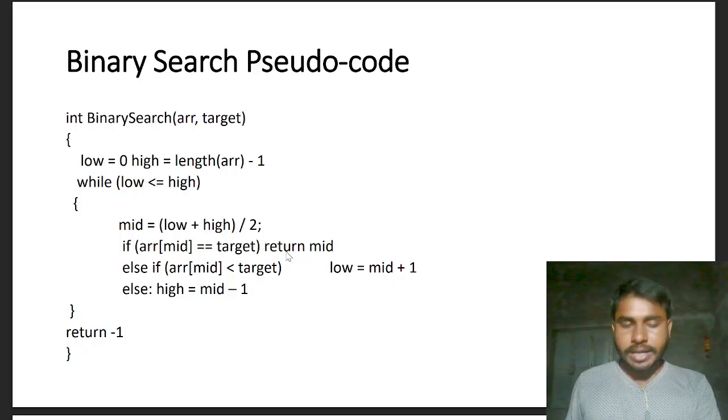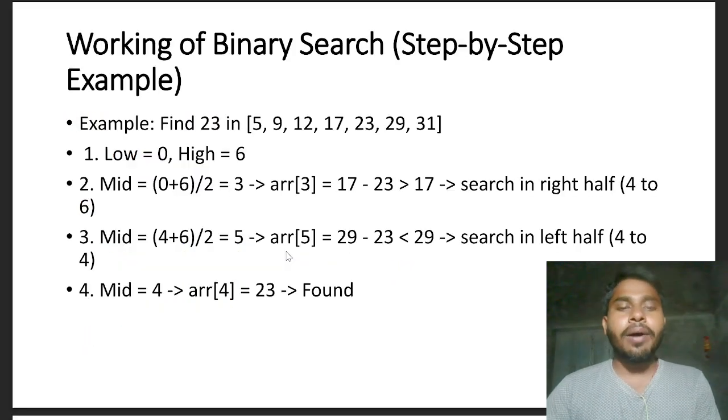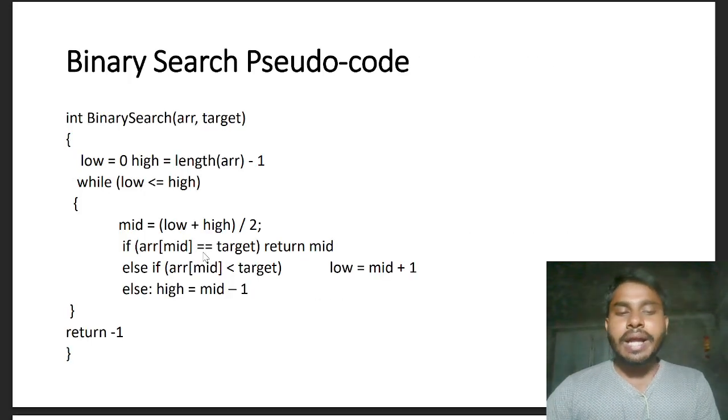As we have discussed, in the other case we will not find the target value at the middle place. So what will happen if the value at the middle index is less than the target value? In that case, we will update the low pointer. Now the low pointer will point to mid plus 1.